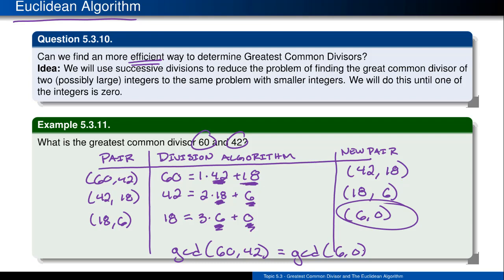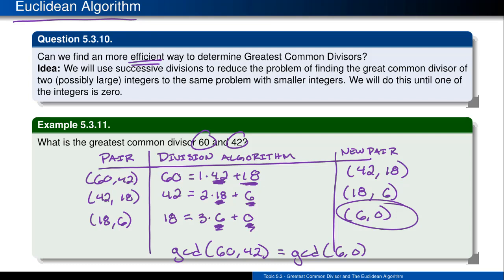I really care more about whether you understand this process of doing this division algorithm over and over and over again, trying to work down to the stage of having a 0 remainder, and then going back to the number that I had before that 0 occurred. So in this case, it was a 6.